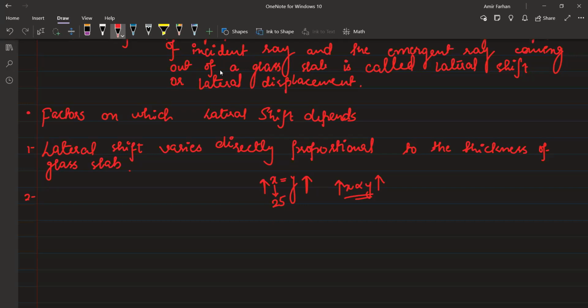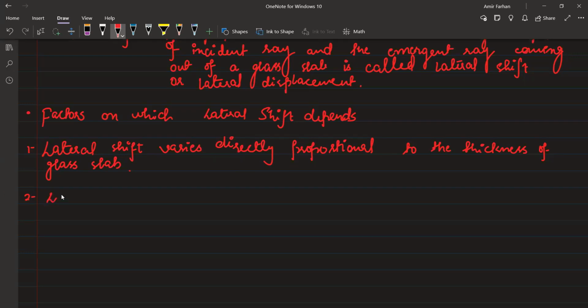Yes, sir. Any doubt? No, sir. So that's what directly proportional is. Directly means if you increase any of the material property, the other property will also increase. If we decrease the thickness of the glass slab, the lateral shift, which means the distance between the two rays, will be less. But if we increase the thickness of the glass, there would be a larger distance between the two rays. Clear?